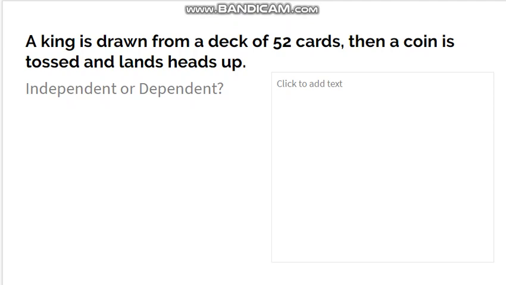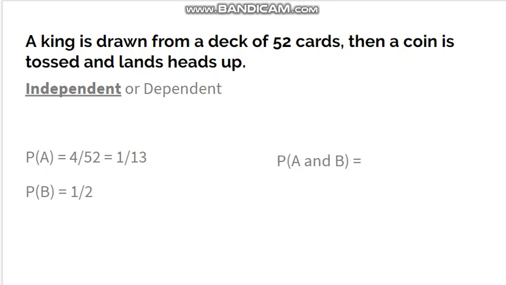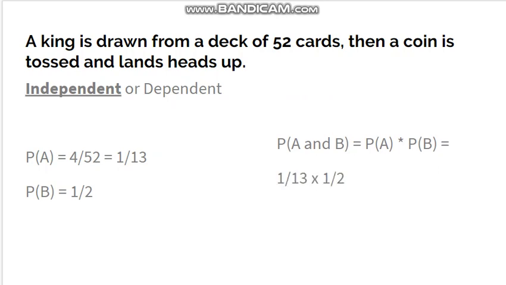A king is drawn, and then a coin is tossed. So we have to determine, are these independent or dependent? They are independent. The cards do not affect the coin. The probability of A, since there are 4 kings, it's 4 out of 52, which reduces to 1 out of 13. The probability of B, getting heads, is 1 out of 2. And to find the probability of both, we multiply them together, which gives us 1 over 26, 1 out of 26 to get both.